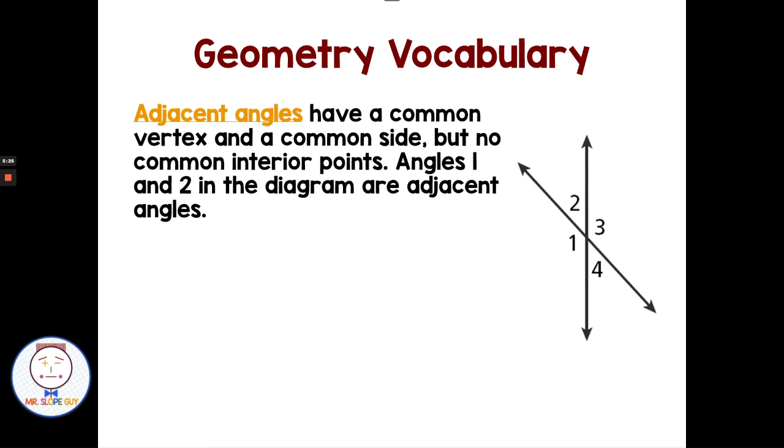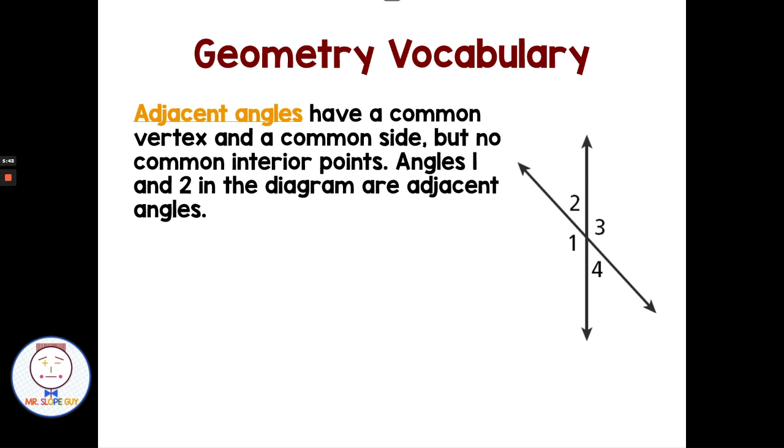So we have some geometry vocabulary. Let's start with an adjacent angle. Adjacent is like beside it. Like the house adjacent to yours would be the house beside yours. So in angles, adjacent angles would have a common vertex and a common side, but no common interior points.